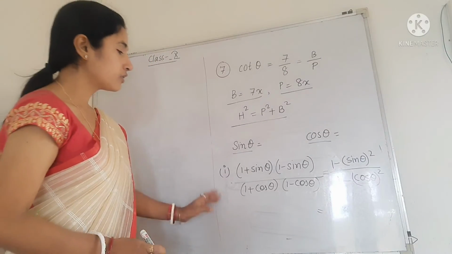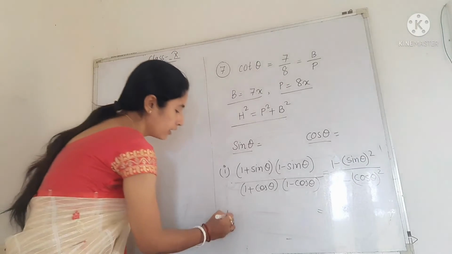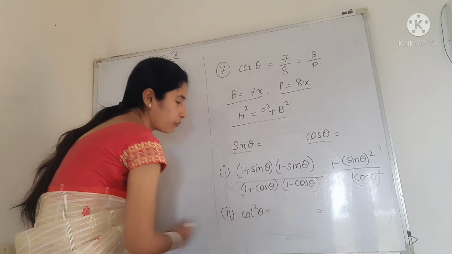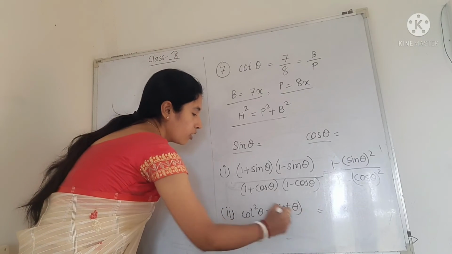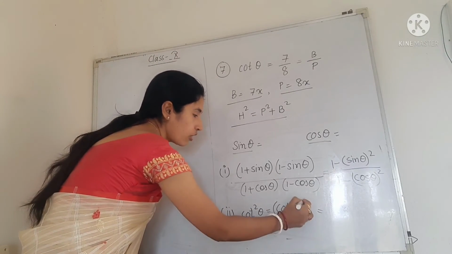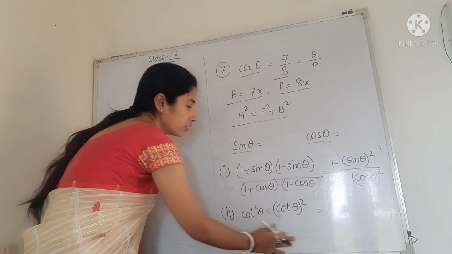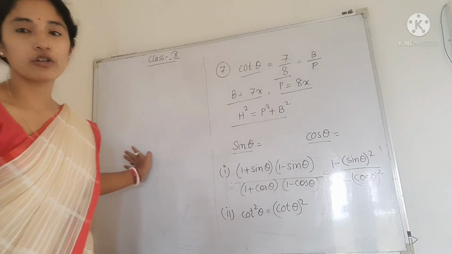Okay. So like this you can do this question, and in number 2 you have to find the value of cot square theta. You have to remember one point, that cot square theta and cot theta whole square both are the same. So already we know what cot theta is. Cot theta is given as 7 by 8. Just do the square of 7 by 8, and you will get the value of cot square theta.